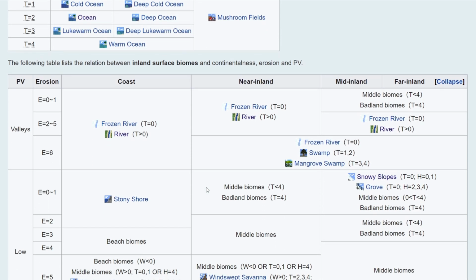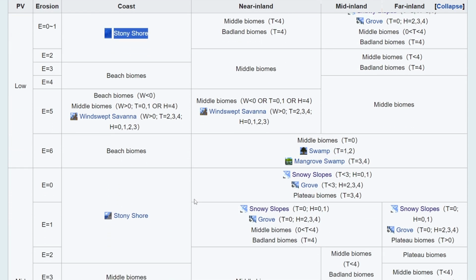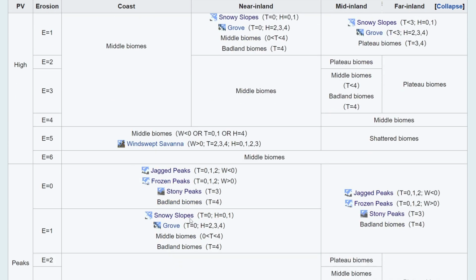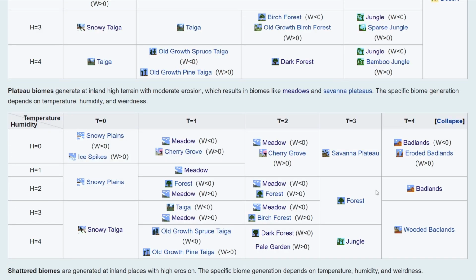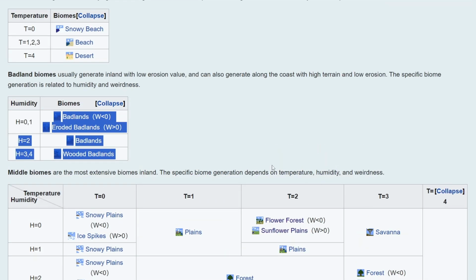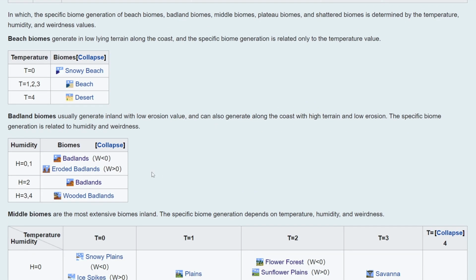And the swamp too. We can see that the swamp has some unique terrain. Stony shore, windswept savanna, and then snowy slopes and grove. They have some unique terrain, which I think is cool. Badlands probably has a lot of unique terrain. Badlands can also be a plateau biome, and Badlands can also be kind of like a middle biome. So Badlands are very, very versatile in their terrain.